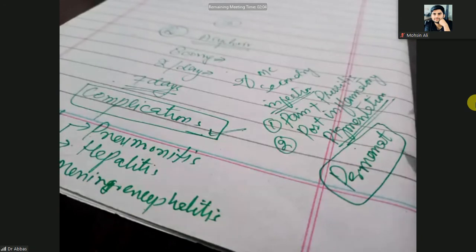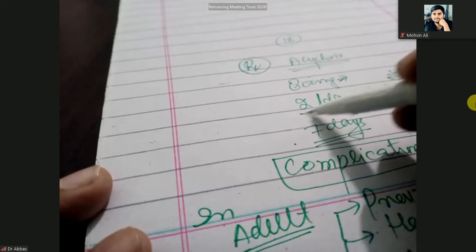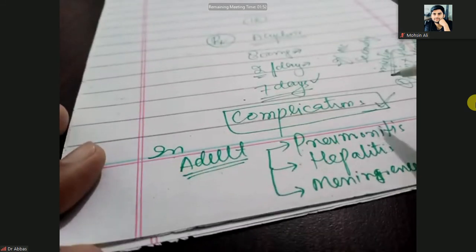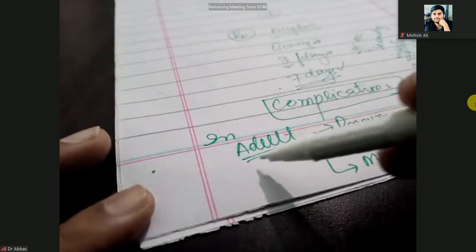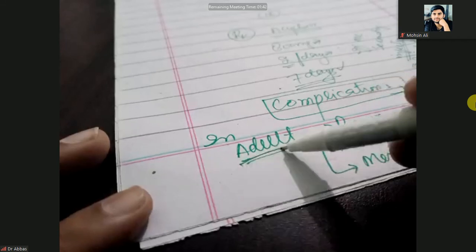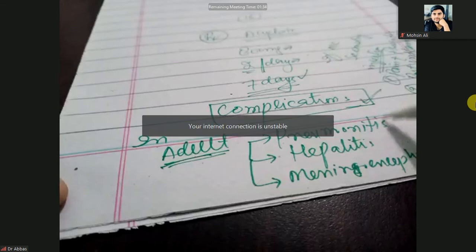So look here, you will treat it with acyclovir, 2 times per day for 7 days. And complications, especially in adults, are pneumonitis, hepatitis, meningoencephalitis, and inflammatory pigmentation.